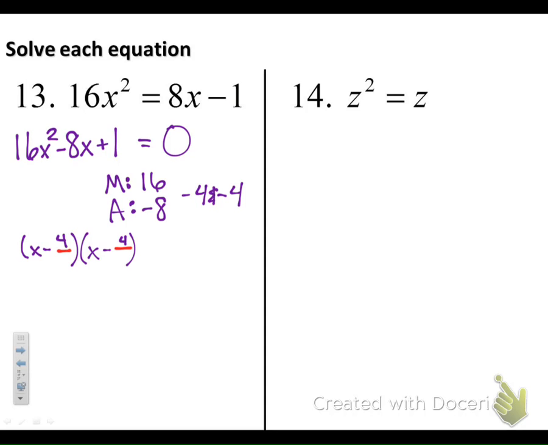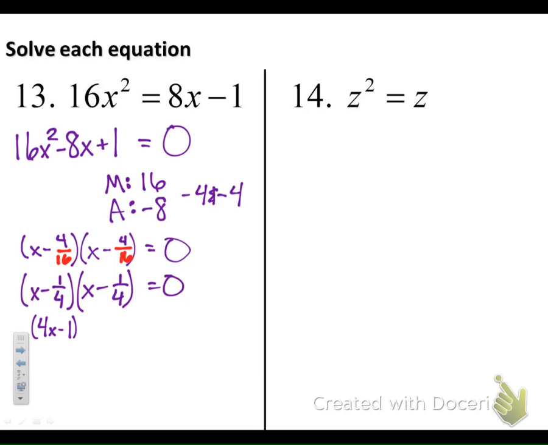Be sure to divide by your leading coefficient, 16. We're going to reduce those fractions first, and then put the bottom up. So I've got two of the same expression: 4x minus 1 times the quantity 4x minus 1. Now it's not so easy to figure out what x has to be in order for this expression to be the 0.